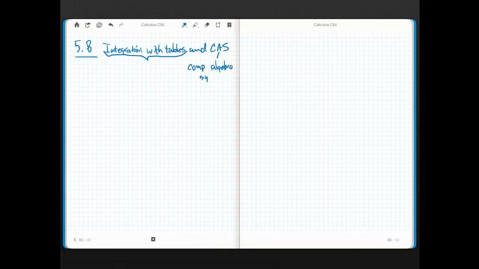Software like Maple, Mathematica. Wolfram Alpha, I think, has Mathematica nested in it. It may have Maple in there. But those are referred to as computer algebra systems. Basically what it says is use your computer to figure out how to integrate a function.